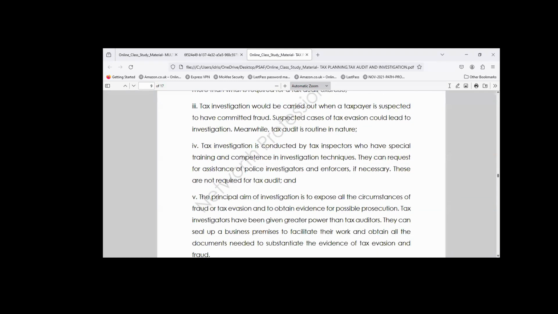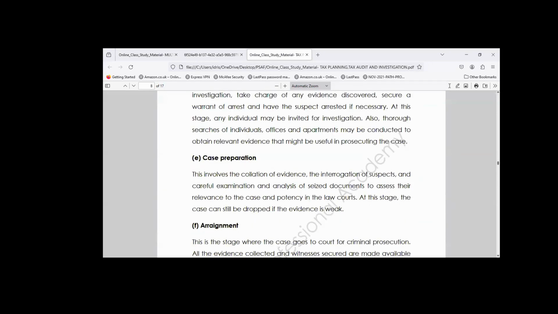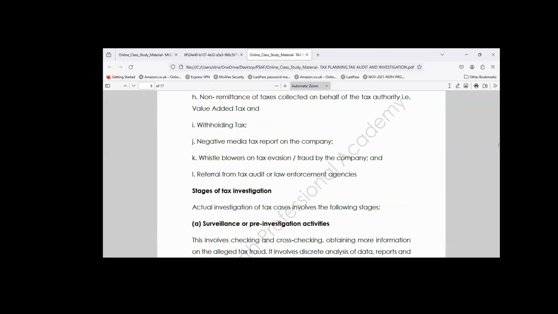Another difference is that the tax inspector that carries out the investigation has specialized knowledge or specialized training. To do tax investigation as a tax authority, you must have knowledge of forensic investigation, forensic accounting, forensic audit. But for tax audit, you don't need knowledge of forensic investigation, forensic accounting, forensic audit. So those are the differences between tax audit and tax investigation.